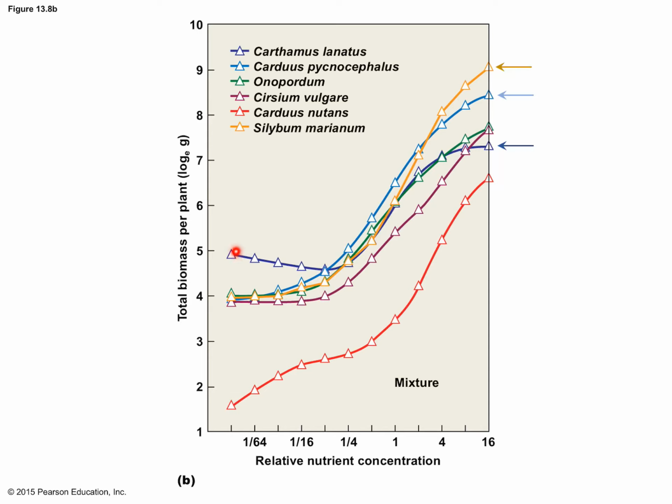So initially, if you look, we had Carthamus lanatus right here as the best competitor at low nutrient concentration, but then right there we have Carduus pycnocephalus that begins to outcompete it at mid-level nutrient concentrations, and it does well up until this point where Silybum marianum begins to outcompete it, okay? So I'll explain why I have these arrows highlighting those three species here in just a moment.